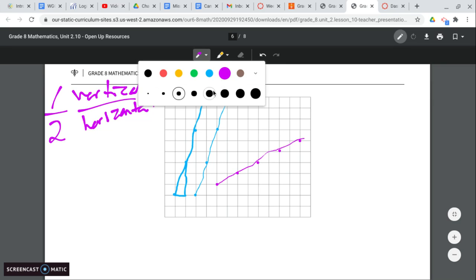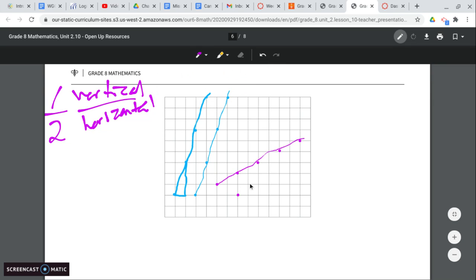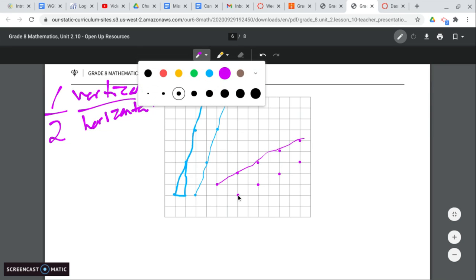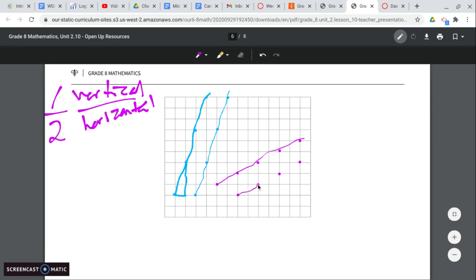Now we do it again for another one. Let's start here. We go up 1 over 2. Up 1 over 2. Up 1 over 2. Now we draw the line in between them. Obviously mine is very wavy, but you get the idea. So these are our 2 sets of lines. The purple ones have a slope of 1/2. The blue ones have a slope of 3.